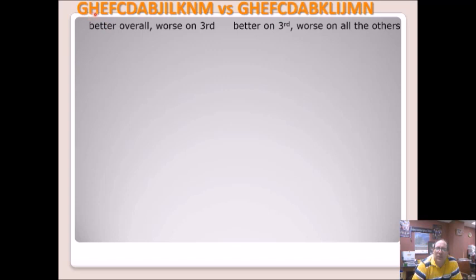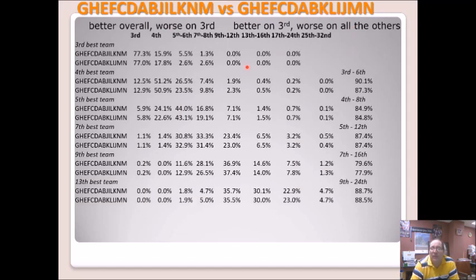So this is the one, GHEFCDABJLKNM. This is the one that was better overall but worse on the 3rd best team, versus GHEFCDABKLIJMN, which was better on the 3rd but worse on the others. And so let's take a look at the comparison between them.